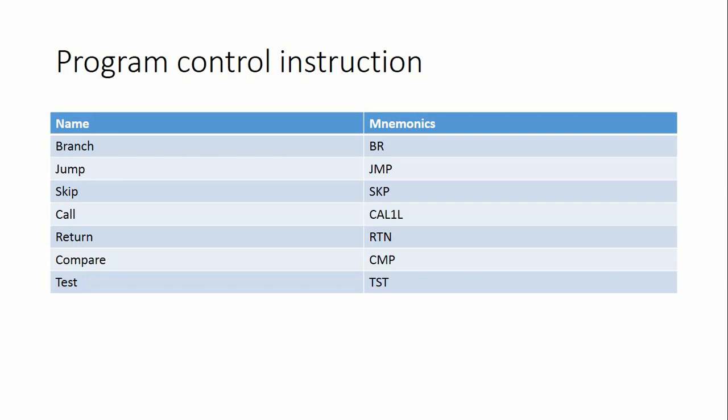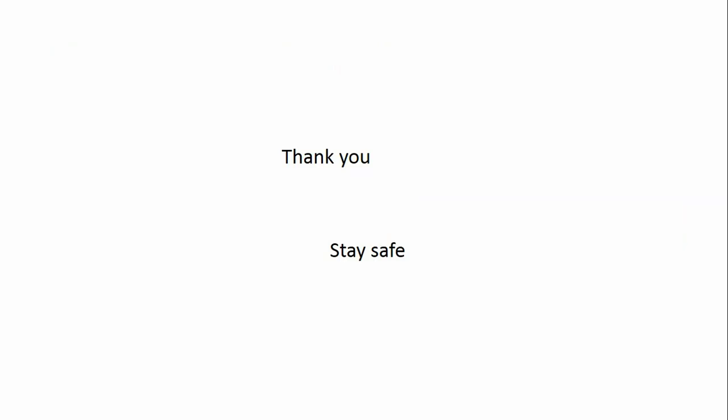There are some control instructions like branch, jump, skip, call, return, compare, test. The mnemonic of the branch instruction is BR, jump instruction JMP, skip instruction SKP, call instruction CALL, return RTN, compare CMP, test TST.